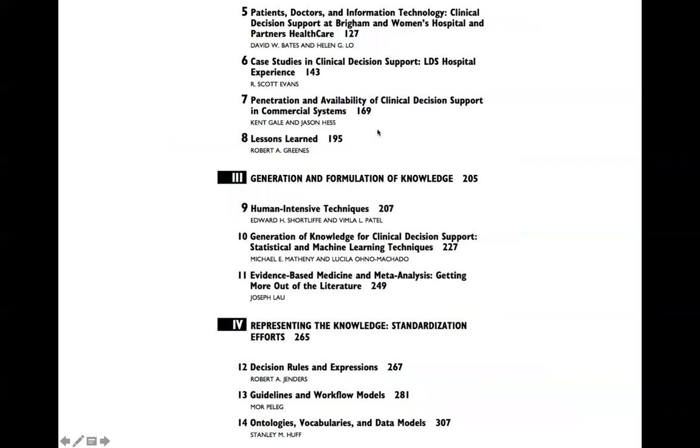After the Regenstrief, we will talk about the experience from Partners and the Brigham and Women's. This is also another place that is famous for clinical teaching support. And also the experience from LDS Hospital, which is where I learned. I think LDS Hospital has a close relationship with the University of Utah, so we will emphasize the use case in LDS Hospital.